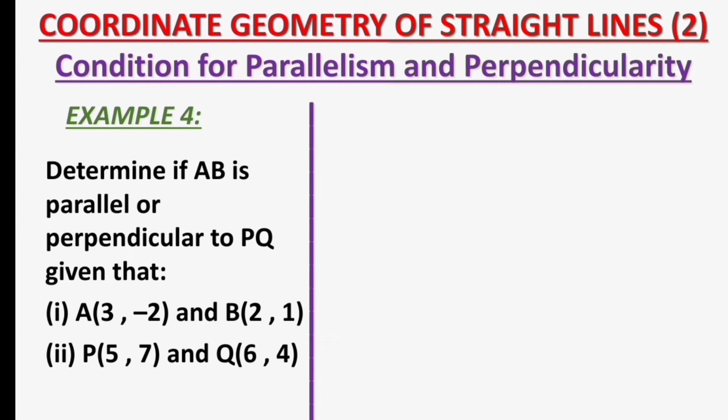Next, let's see our fourth example for condition for parallelism and perpendicularity. Example 4. Determine if AB is parallel or perpendicular to PQ, given that Roman figure 1, the coordinates of point A are 3 and minus 2, and the coordinates of point B are 2 and 1. Roman figure 2, the coordinates of point P are 5 and 7, and the coordinates of point Q are 6 and 4. Let's see the solution to example 4.